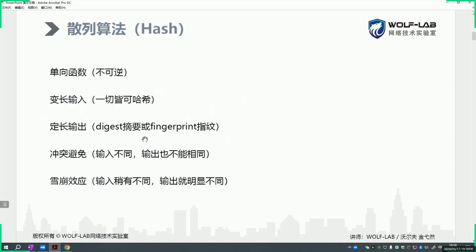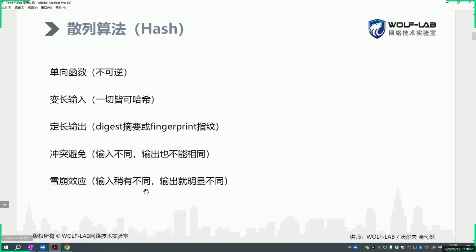Some people also refer to it as a fingerprint. That means you take an original document, input it into the hash function, and then it calculates. No matter how long the original text is, it always returns a fixed length output, and the output will differ if the input text differs. This leads to collision resistance, meaning if the inputs are different, the outputs will not be the same.